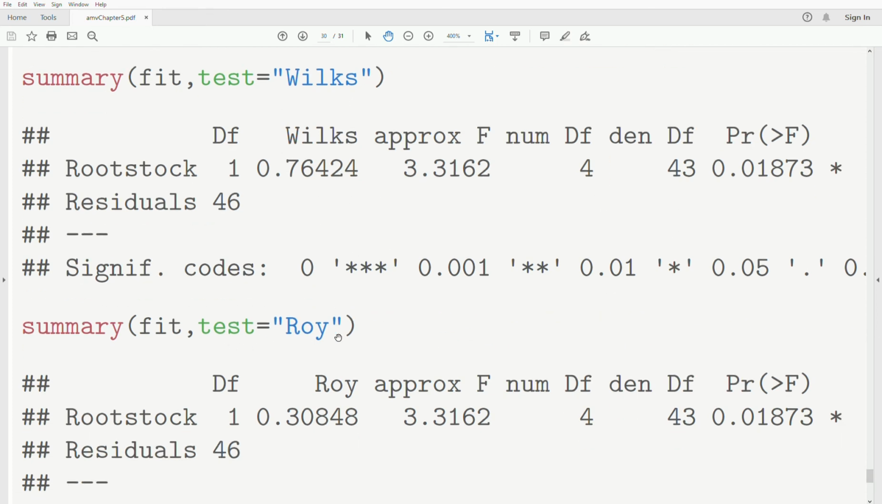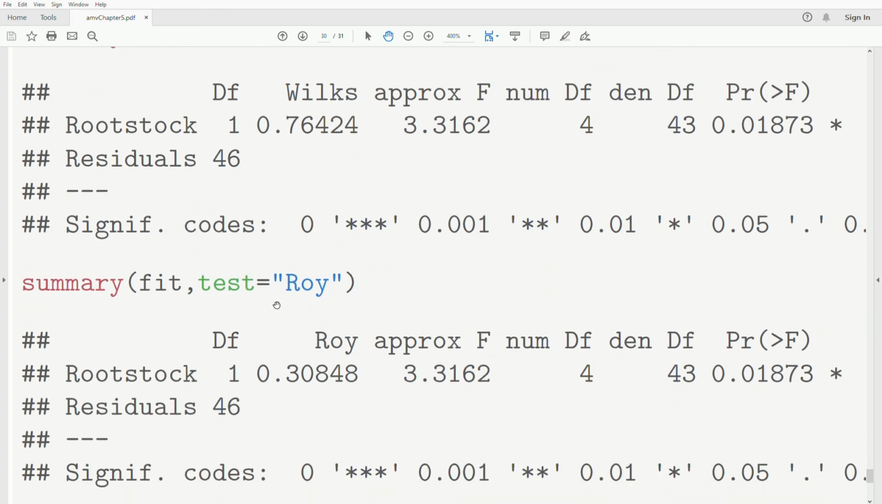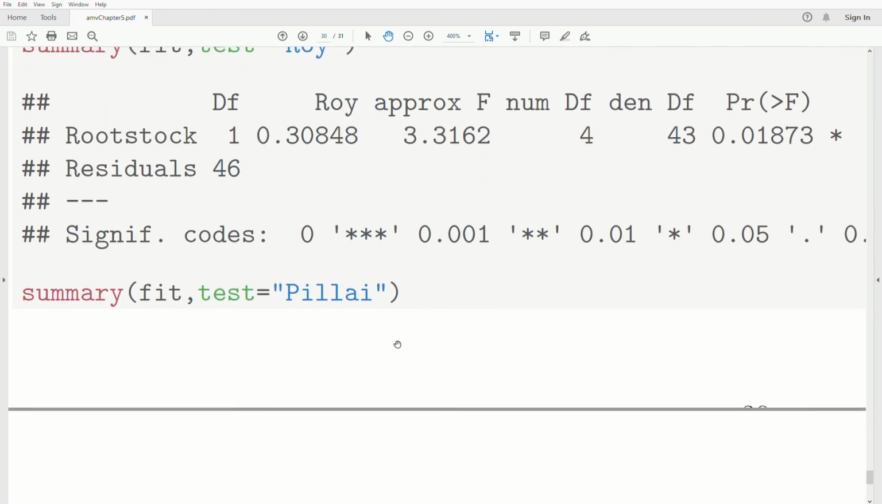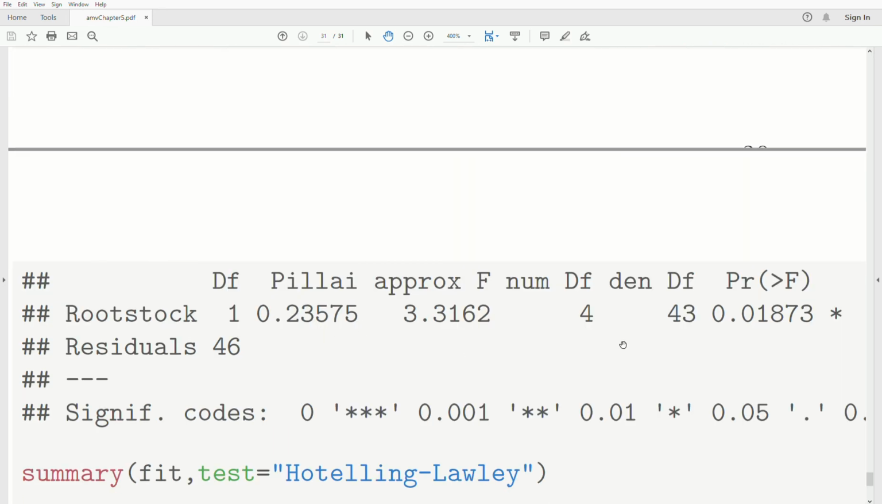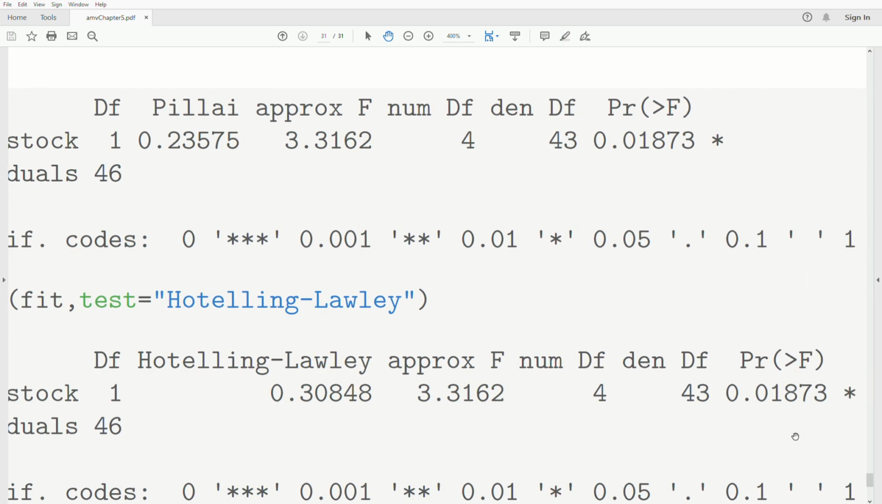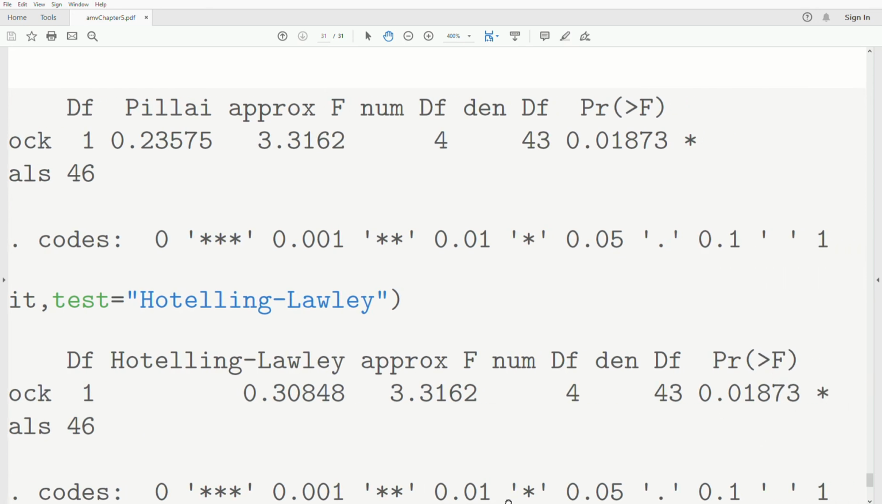And then to look at the Roy's largest root test, we get a p-value, it's actually the same value, so we reject. Pillai's test, a little bit different, same p-value, we reject. Summary fit test Hotelling-Lawley, it is the same p-value, so we reject.